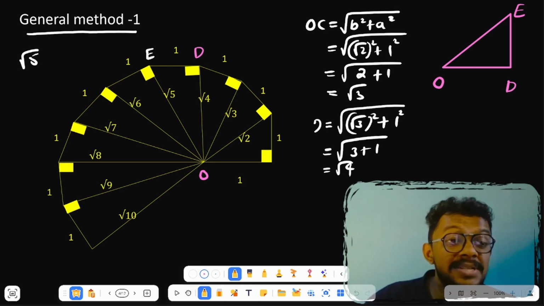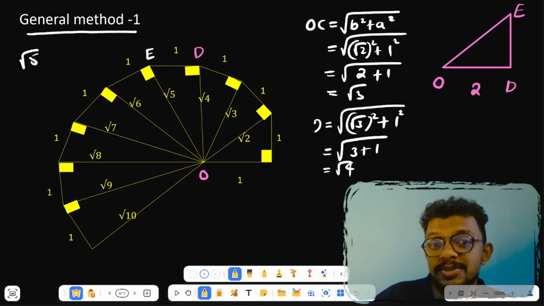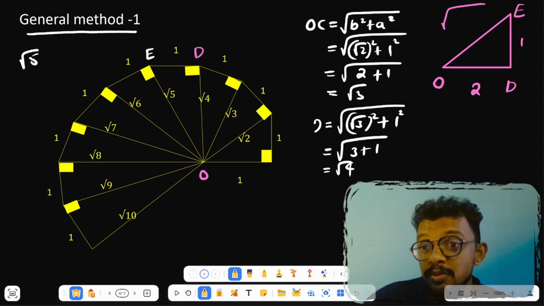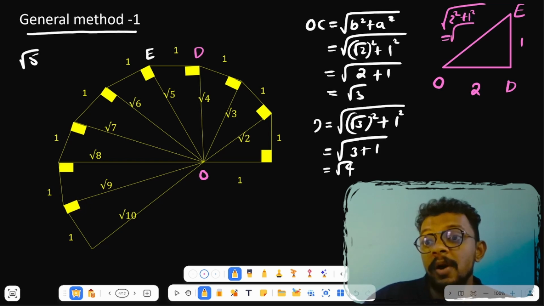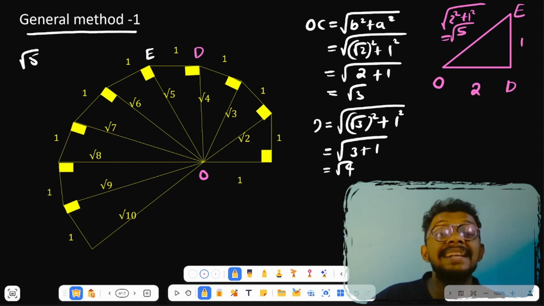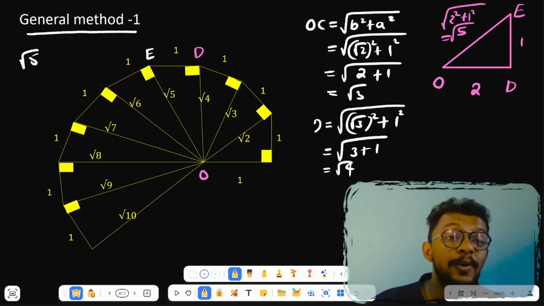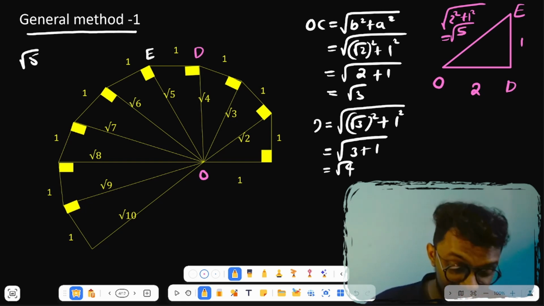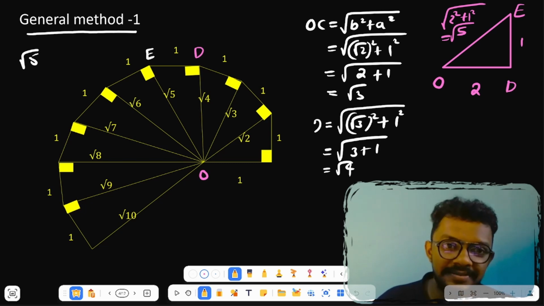My aim is representing root 5. If I'm taking OD as 2 and ED as 1, automatically the hypotenuse is the root of base square plus altitude square, root of 2 square plus 1 square. 2 square is 4, 1 square is 1, 4 plus 1, root of 5. So by this strategy, we can draw so many irrational numbers on the number line.